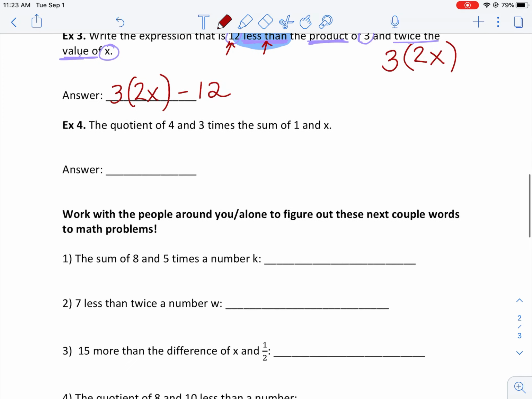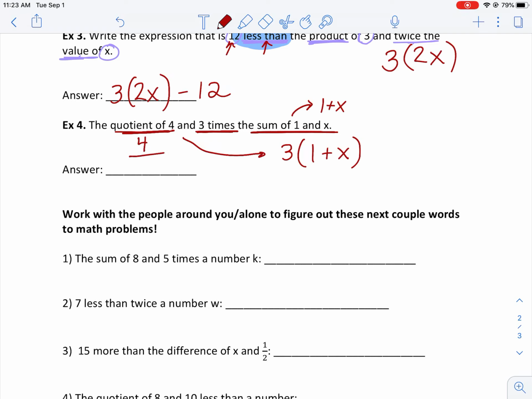Okay, next up, we've got the quotient of 4 and 3 times the sum of 1 and x. Here again, I'm going to start from the back. I've got the sum of 1 and x. And then I have 3 times that. So I want 3 times all of that sum. But it's also the quotient of 4 and that. So I'm going to take the 4, divide that by my 3 times 1 plus x.